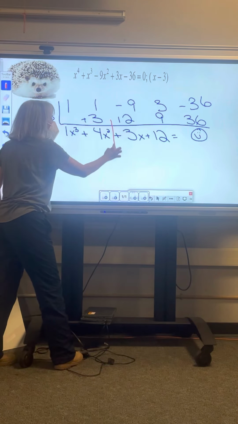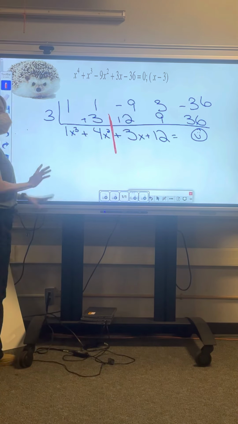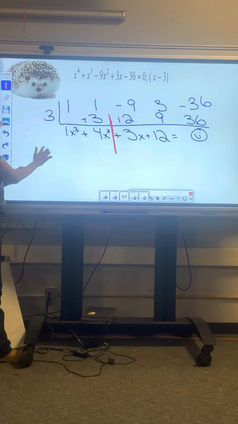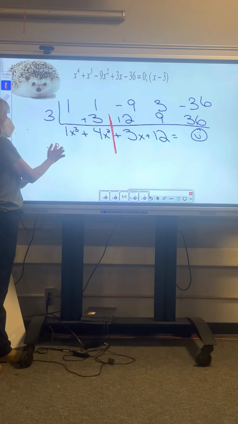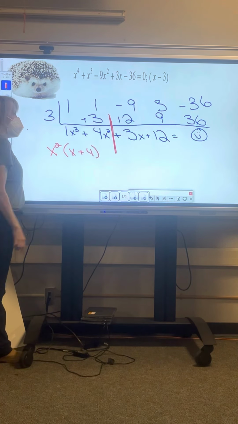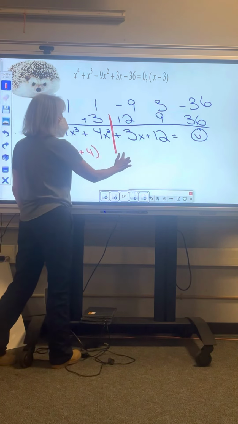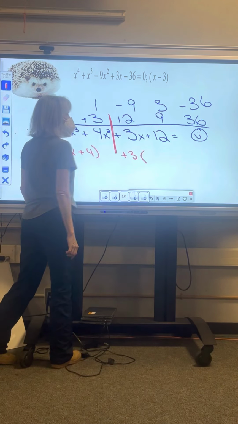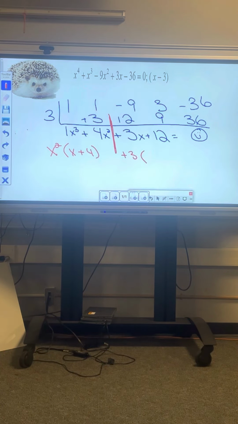It's this guy right here. We're chopping him right there. Pull out what you can. Here's a hint for my friends who've been absent. Take out the x squared, so we're left with x plus 4. I'm going to let you go for a minute. Let's see if that was enough to help you.